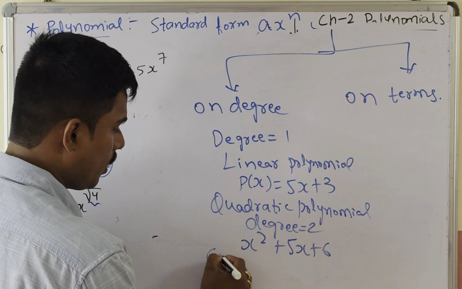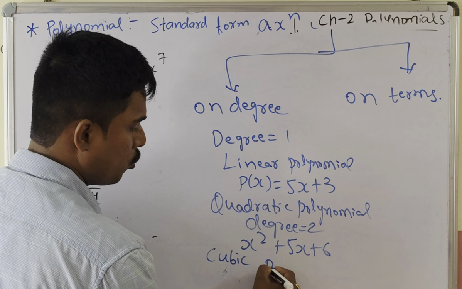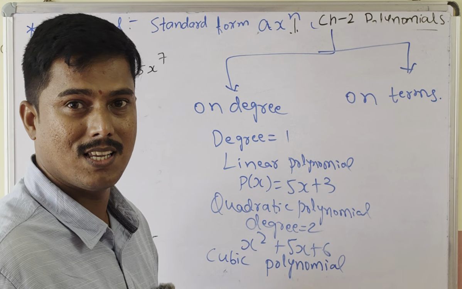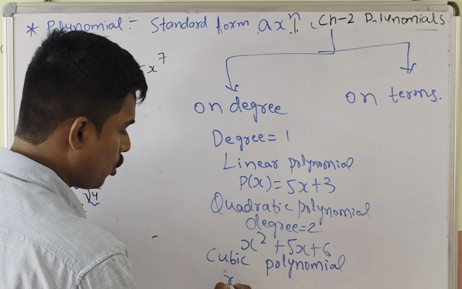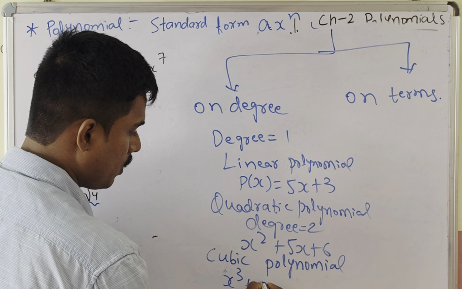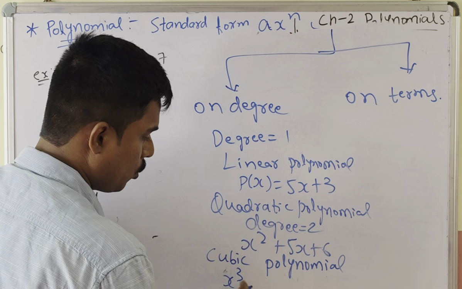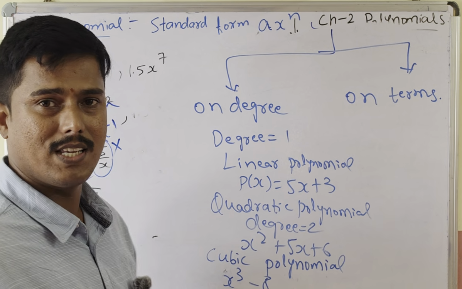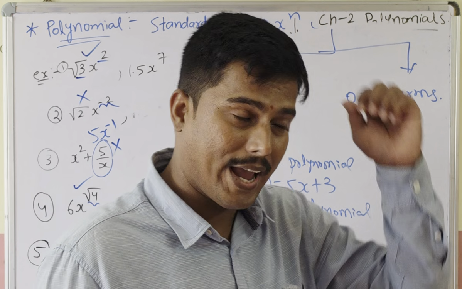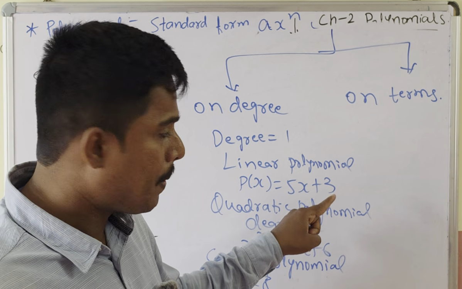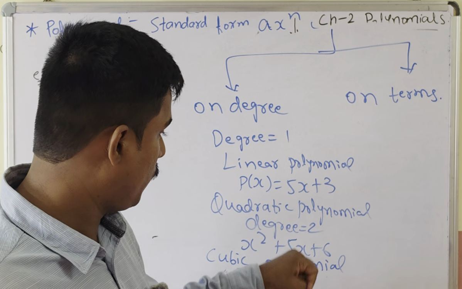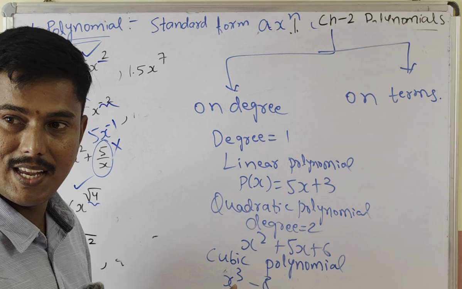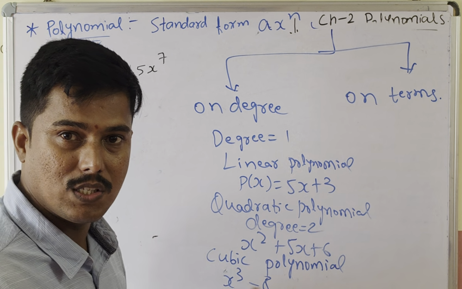In the same way, the last one, according to NCERT, is the cubic polynomial, whose degree is 3. For example, x cube plus something, or x cube minus 9, or x cube minus 8. Where the degree is 1, the number before the variable shouldn't be 0. Same where the degree is 2 and where the degree is 3: the number before it shouldn't be 0.